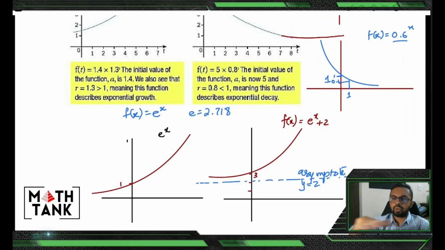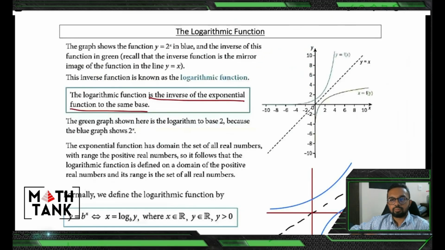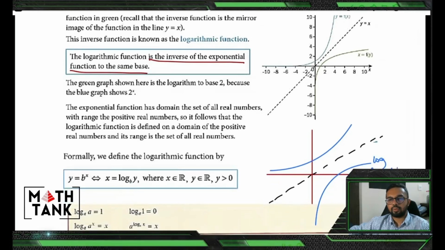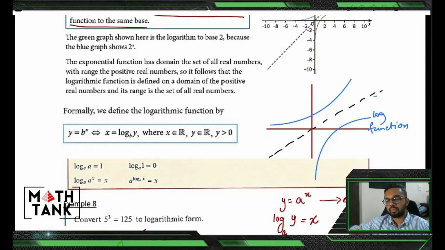It has an asymptote at 0 by default. E power x has an asymptote at y equals 0, so it doesn't touch the horizontal axis, so e power x is never 0. The logarithmic function, or ln x, as we usually have it in the question, is just a reflection of e power x in the line y equals x, so it's an inverse.